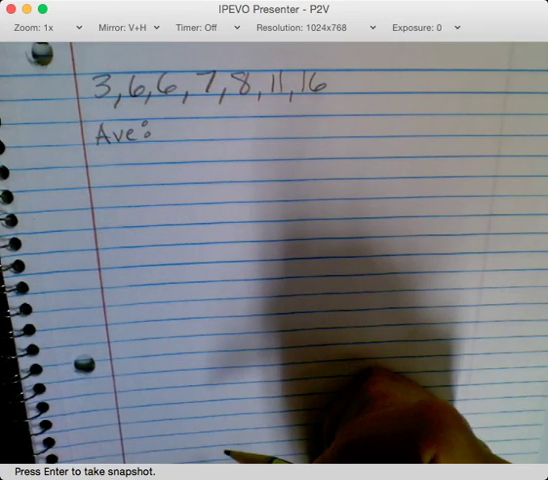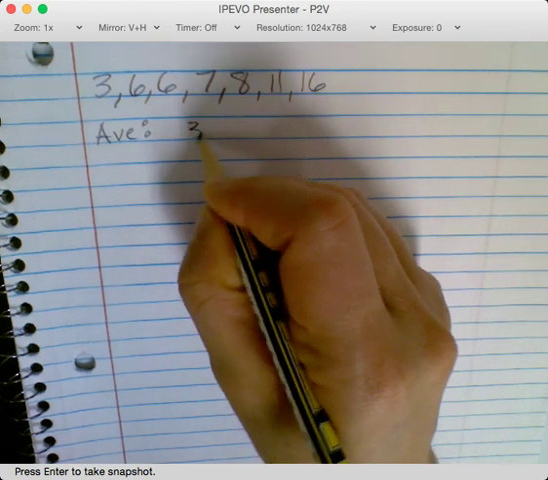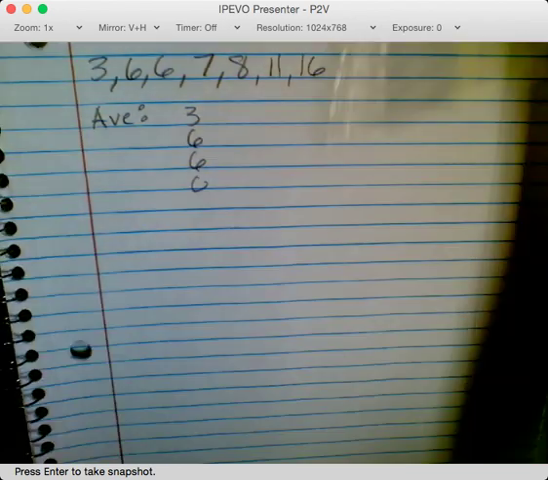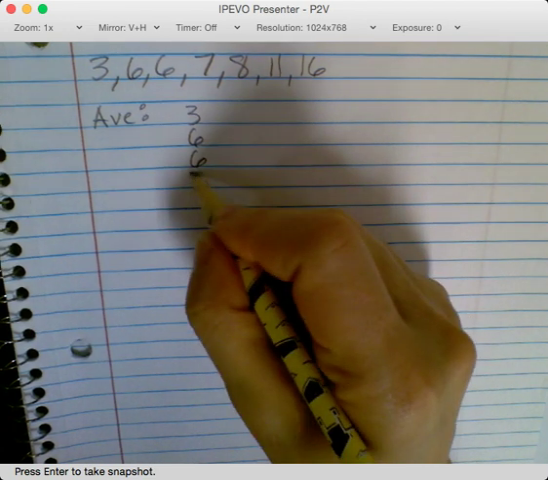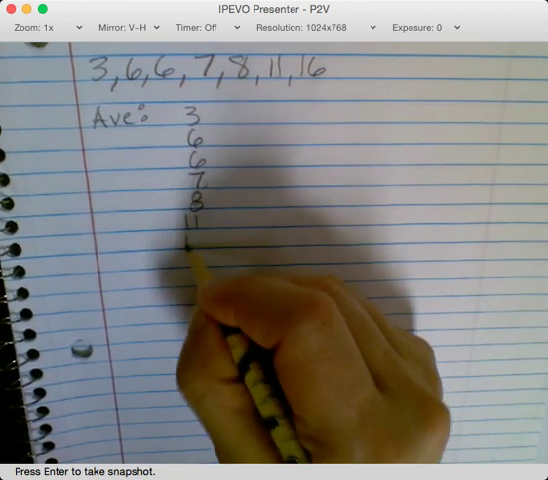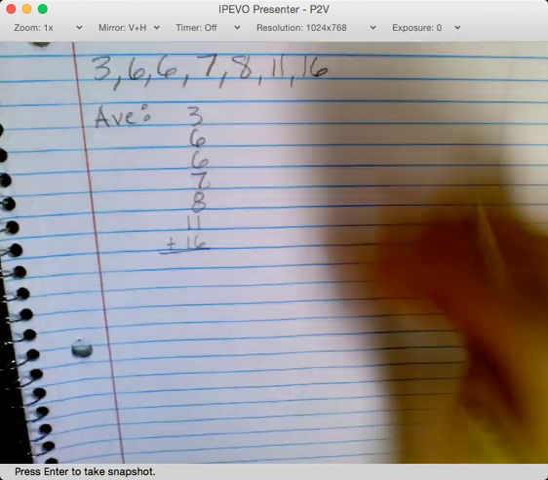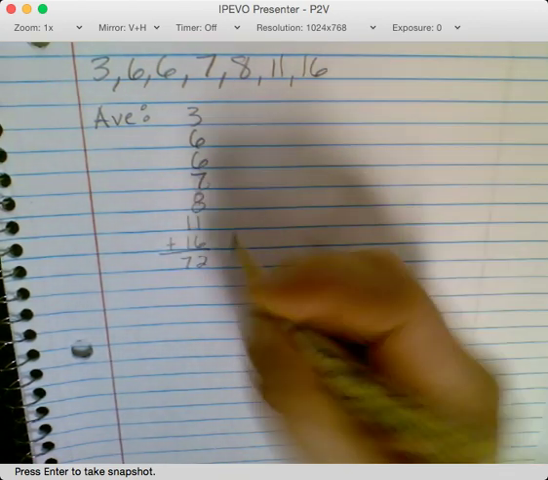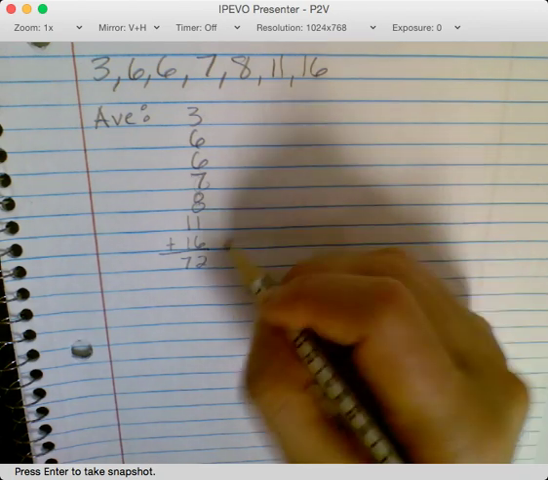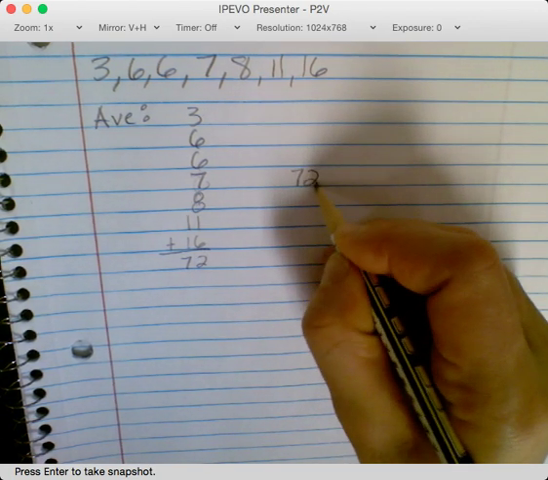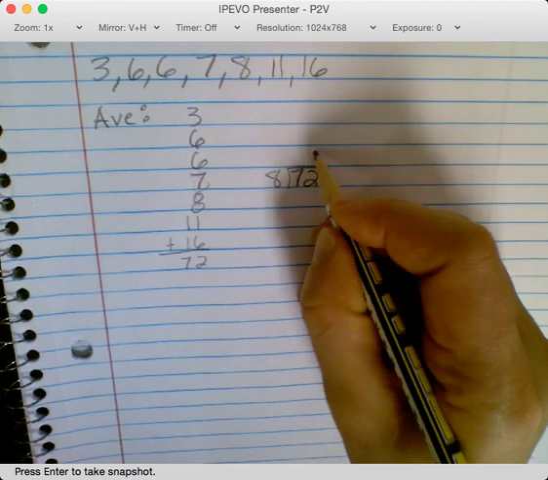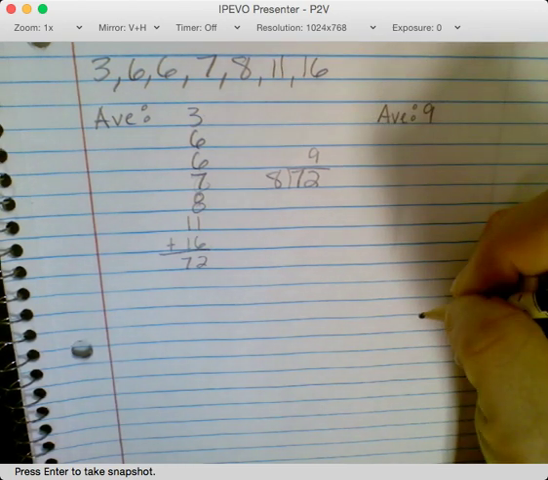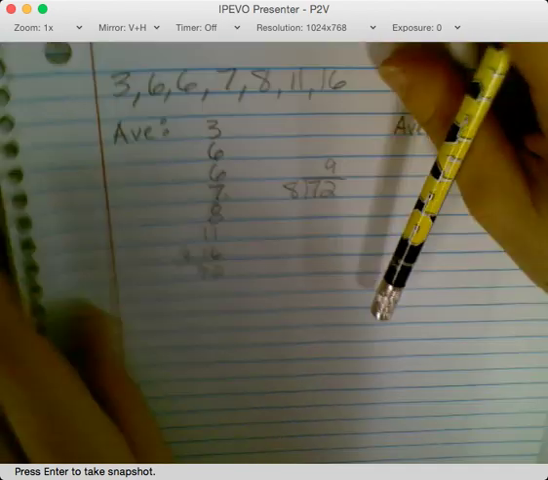So the first thing you have to do is find the mean, or the average, of the whole set. So I would add all of these numbers together. If I add them together, I get 72. And then I figure out how many numbers there are, and there are 8 numbers. So I divide 72 by 8, and that should get me my average. So my average is 9. Now I find the distance away from the average.